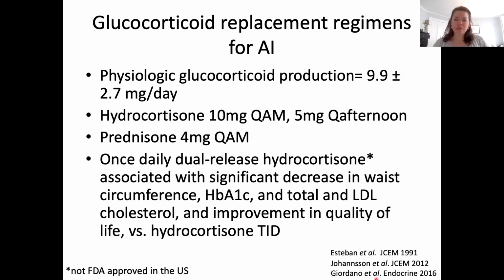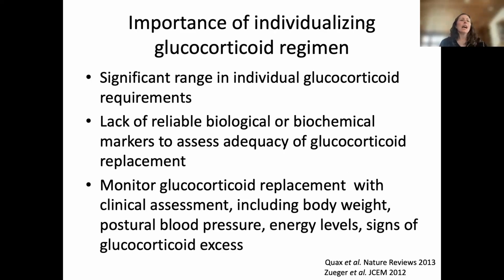There's an interesting question. Do you use the formula of the patient's body surface area times 8 to 10 as a ballpark to determine someone's physiologic hydrocortisone dose? Oh, yes. So I don't use that. And I think part of what that question is getting at is that there is a significant range in individual glucocorticoid requirements. And so I think a one size fits all really does a disservice to our patients.